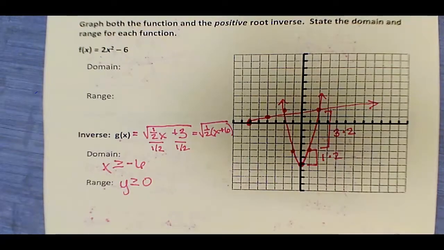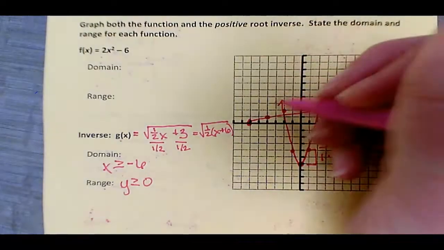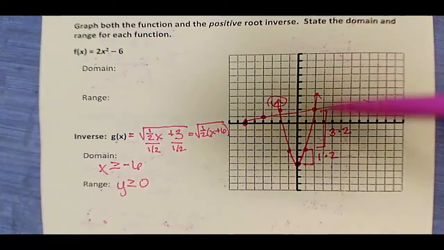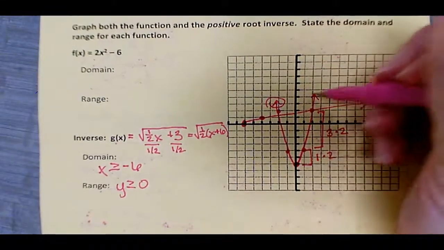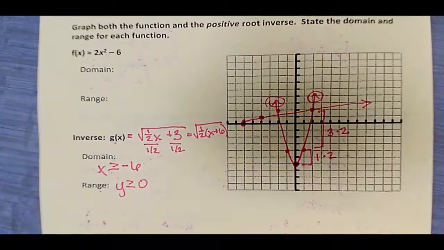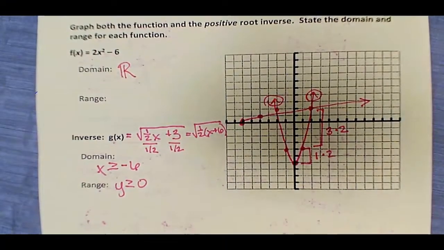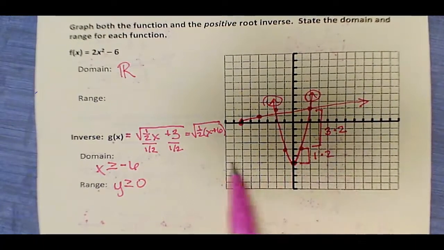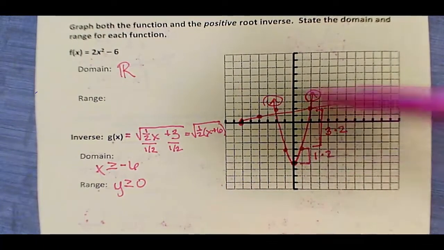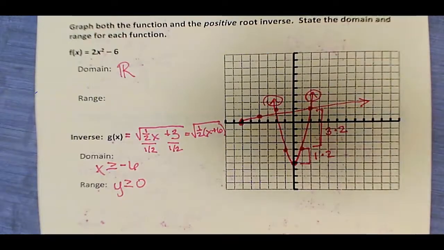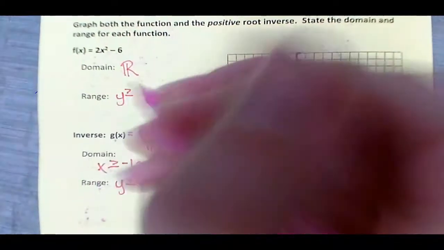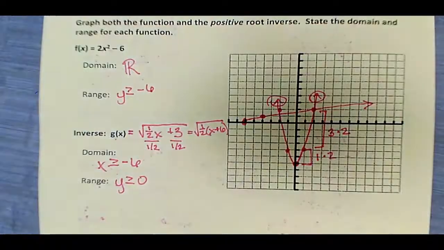For your parabola, is there a boundary on the left side? No. Is there a boundary on the right side? No. So when you go from arrow to arrow on the left to the right, that means the domain is all real numbers. Your range, all the y values, nothing is below this point right here. That's your minimum. So it's all the y values that are above or greater than or equal to -6. Perfect.